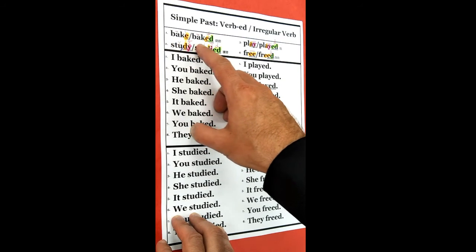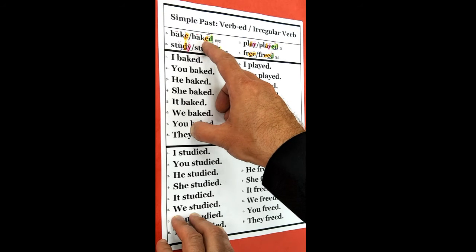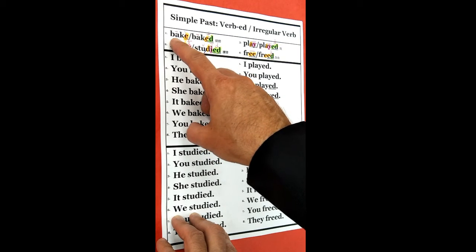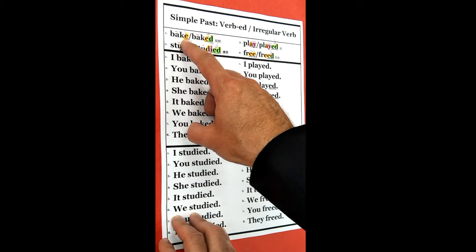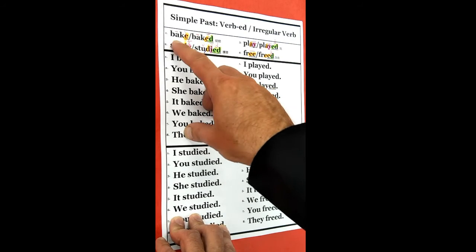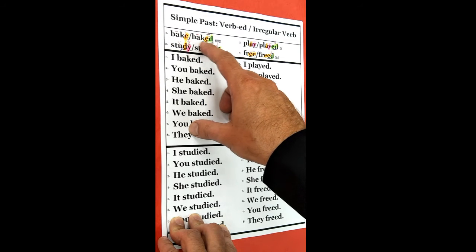Bake, baked. This K has a voice K, so the ED sounds like T. Remember, we have a silent E at the end of the verb, we just add D. Bake, baked.